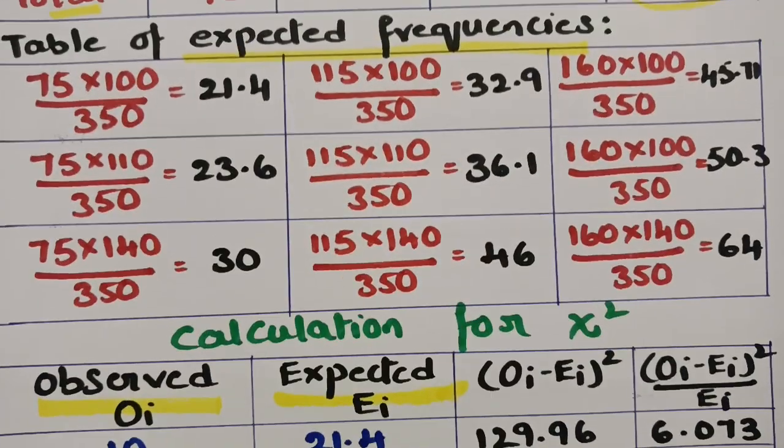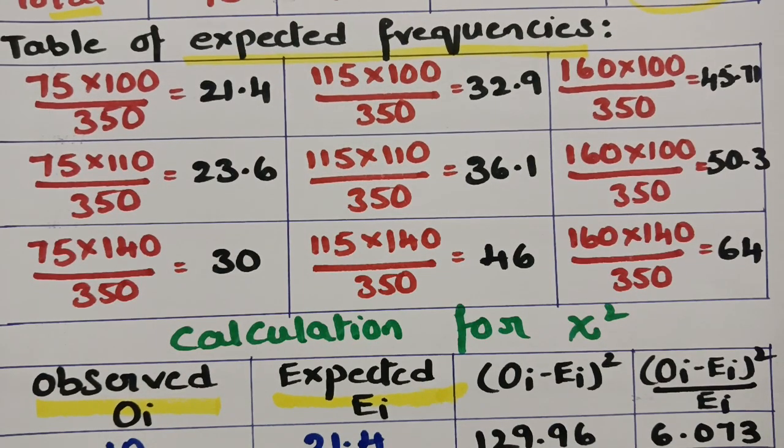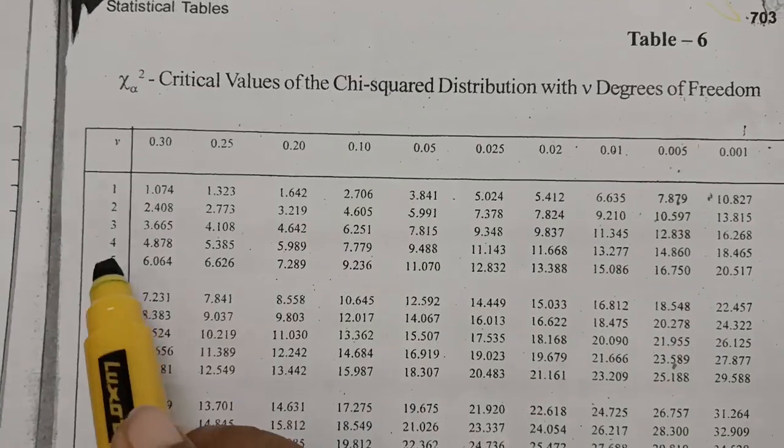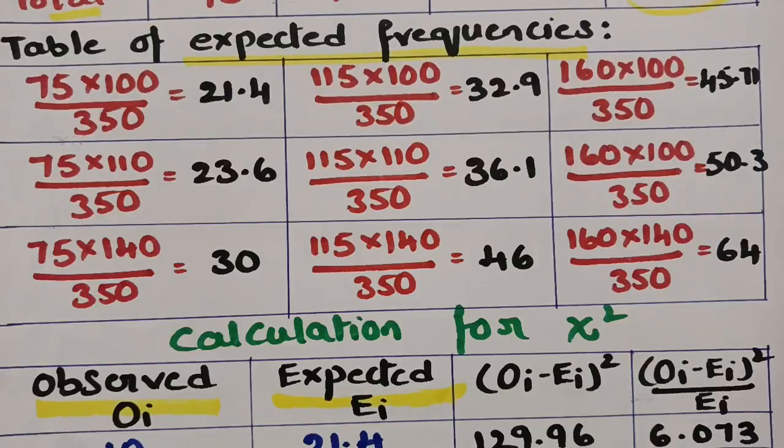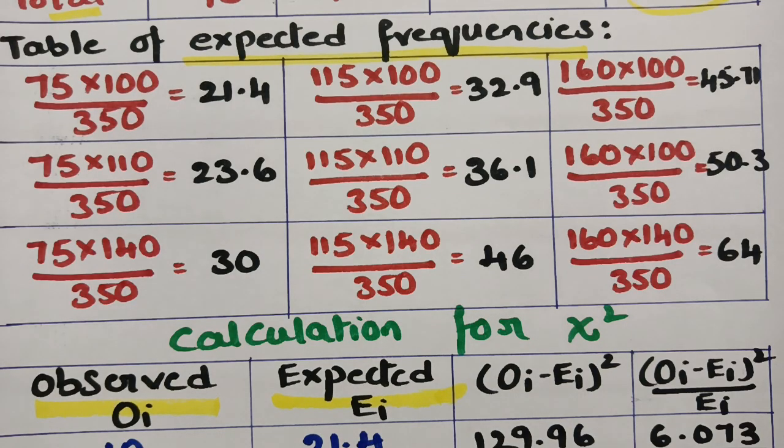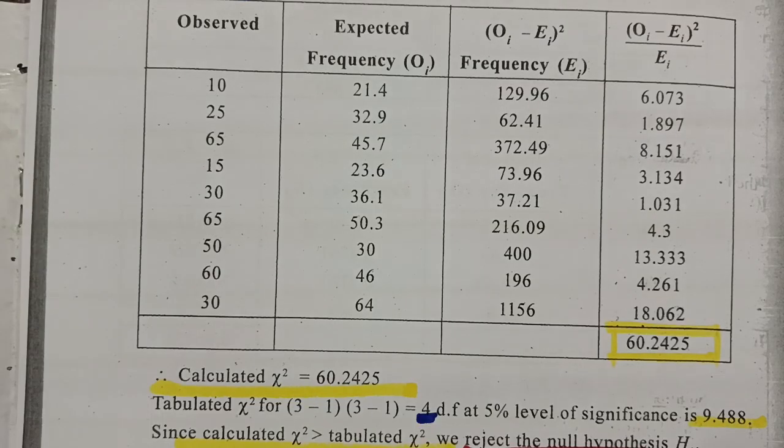And therefore from the table we have to check, and this is the tabular value. So at 4 we got 9.488, and the calculated value is 60.2424, and clearly the calculated value is greater than the tabular value. We reject the hypothesis, and this is the conclusion part.